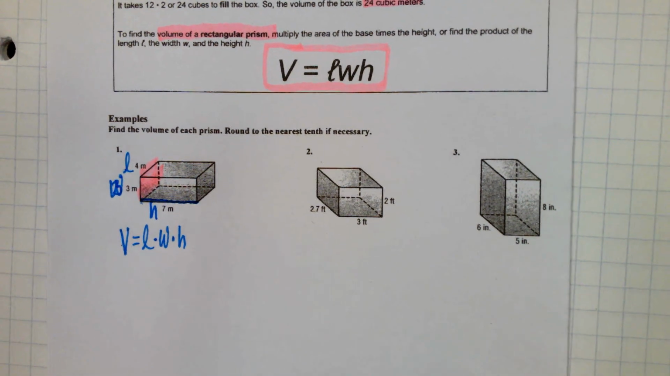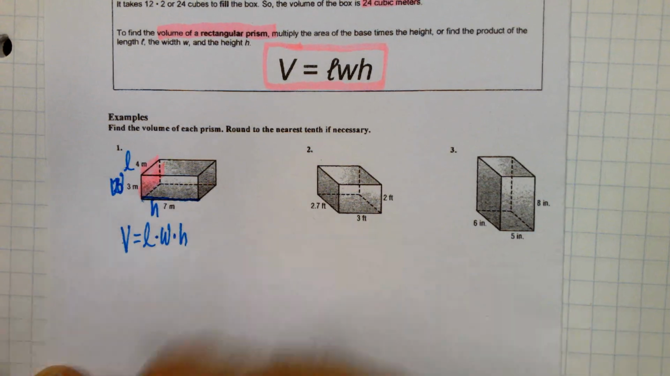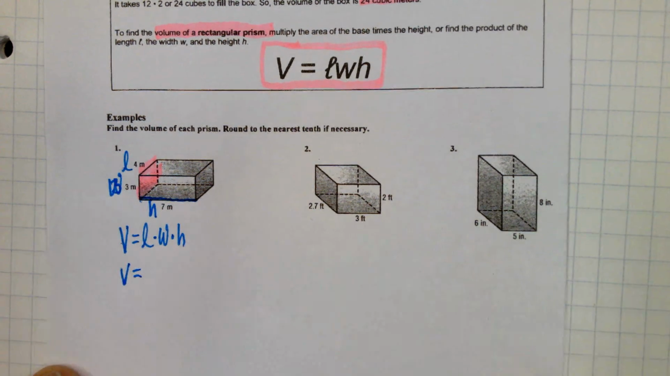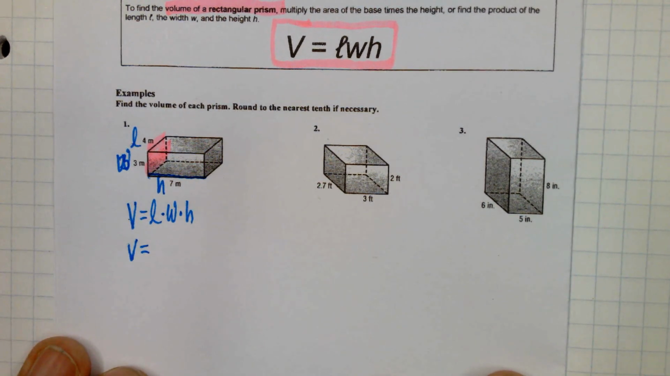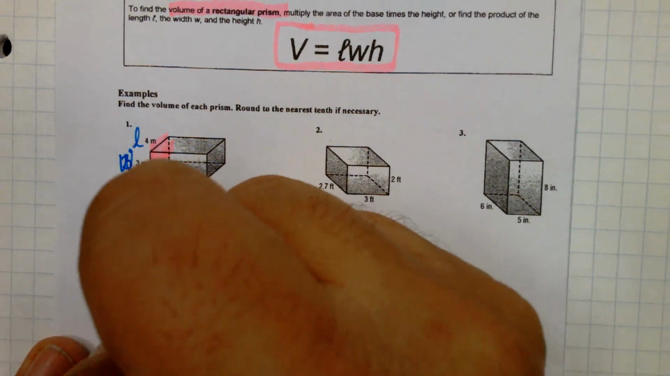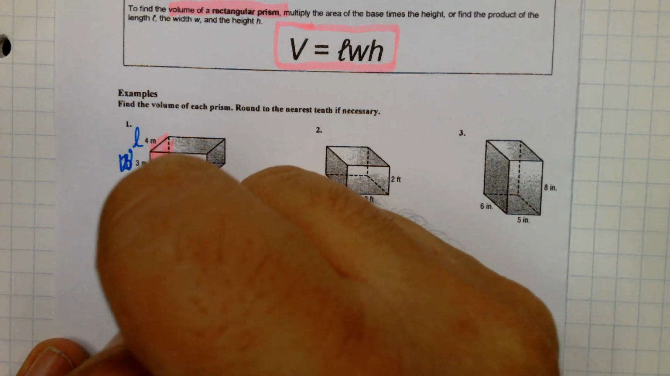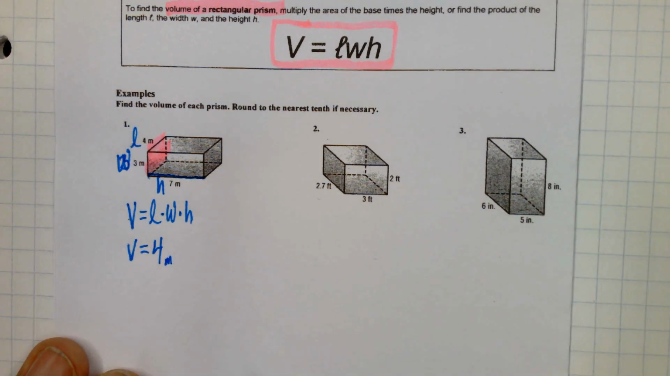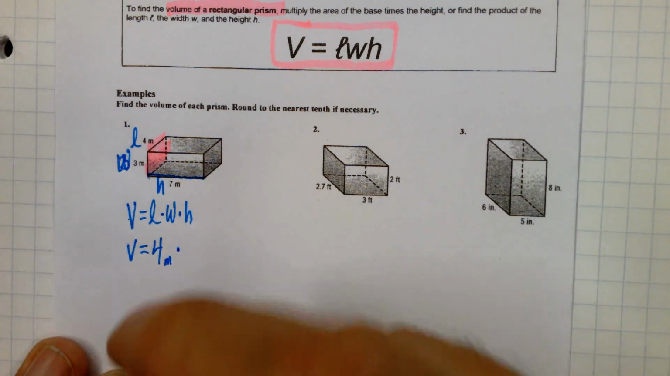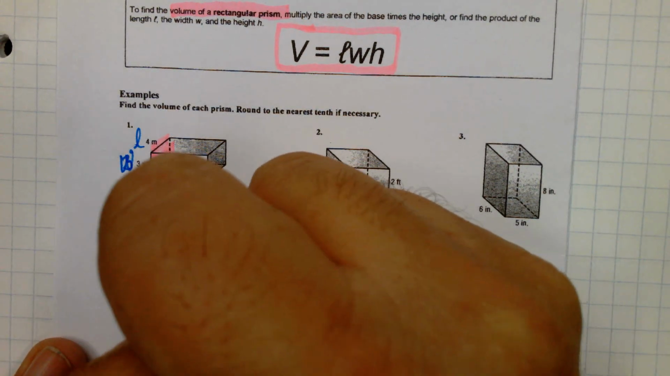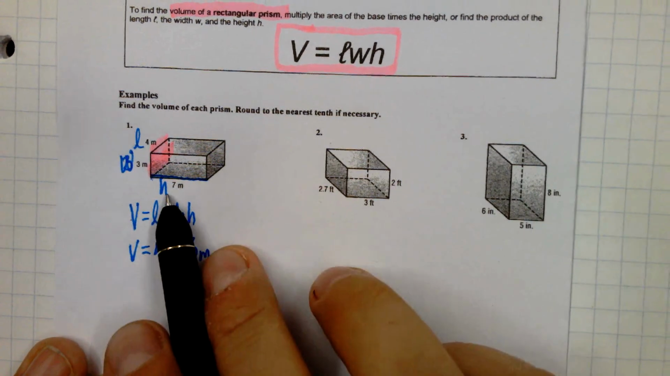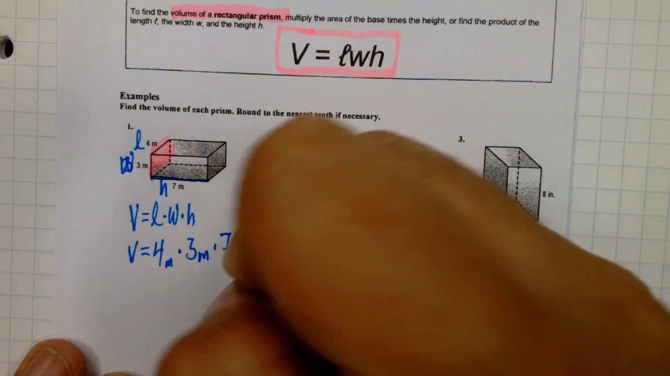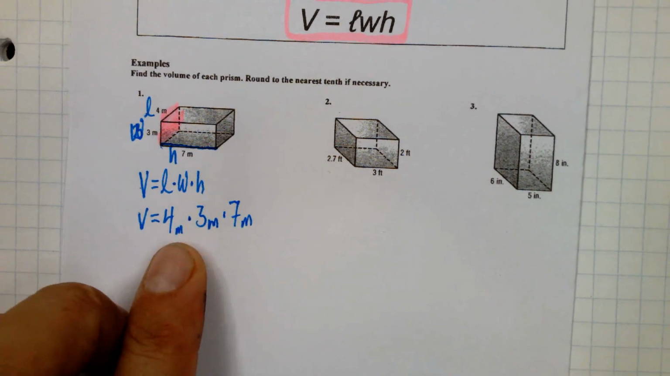So a formula is just like following a recipe. You put the ingredients and mix them up the way they tell you, and you'll get the right result. Okay, so I'm going to replace L with what number? 4. 4 meters. I'm going to replace the W with 3 meters. And then I'm going to replace the H with 7 meters. Okay. So I've got 4 times 3 times 7.